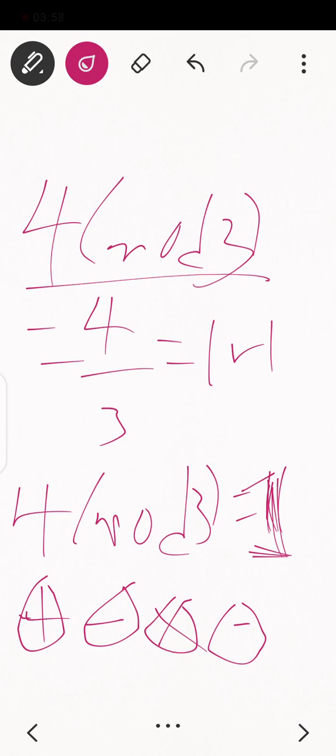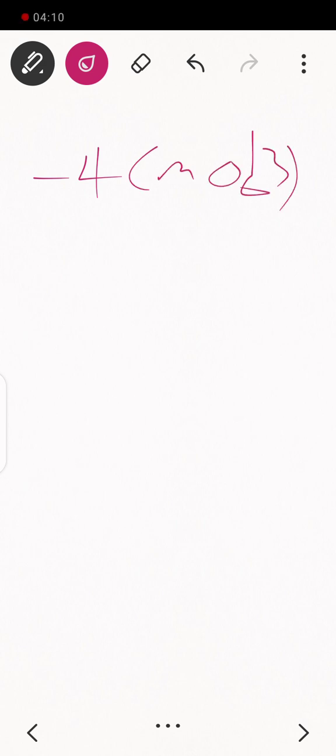So now let's consider what if we have something like minus 4 in mod 3. How do we do that? Minus 4 in mod 3. What you're supposed to do for this is you add 3 till you get the first positive number. So minus 4 add 3 will be minus 1, right? Minus 1 add 3 will be 2. So minus 4 in mod 3 is 2.